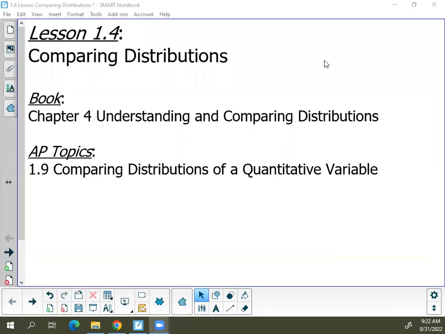Hey, all, today we are going to continue talking about describing distributions. In this case, we are going to talk about more than one distribution and how we can apply those same principles of talking about the shape, unusual characteristics, center, and spread to compare two or more quantitative distributions.